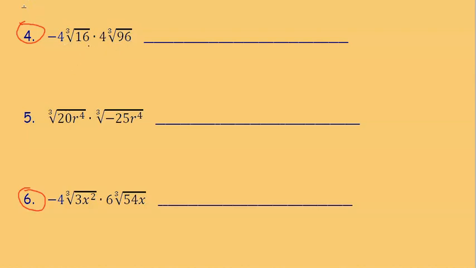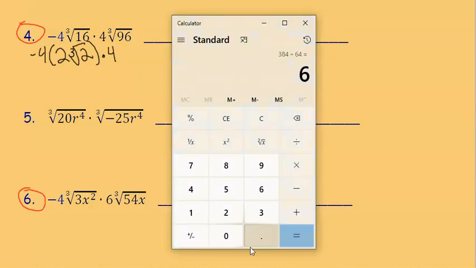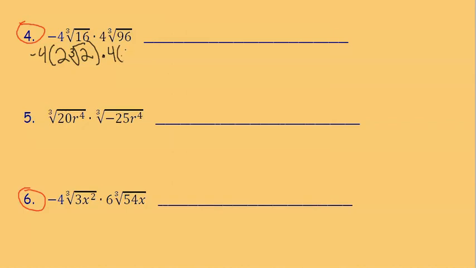Before we multiply these all together, let's see if we can simplify these cube roots first. So the cube root of 16 is the cube root of 8 times the cube root of 2. And if you reduce that from the previous pages, you can see that that is 2 times the cube root of 2. And then we're going to multiply by 4, and then 96 is 8 times 12. And the cube root of 8 again is 2, and then we're left with the cube root of 12.